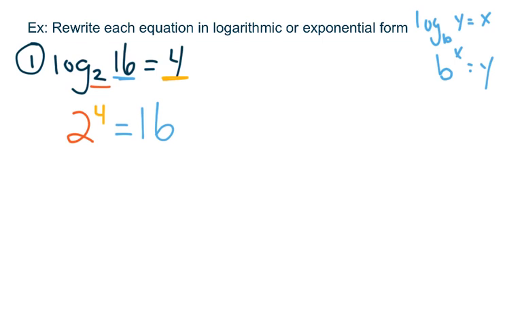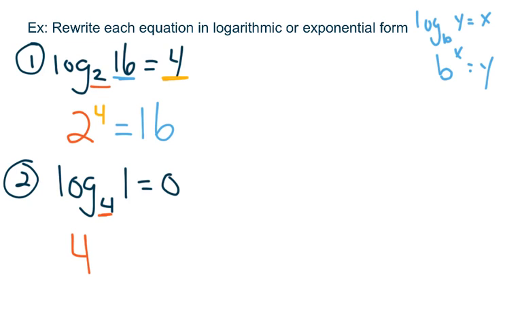Let's try another one here. Number 2, we've got log base 4 of 1 is equal to 0. Start with your base, the bottom number, 4. The number on the end of your equation is your exponent, 4 to the 0, and then that's equal to what you were taking the log base 4 of. 4 to the 0 equals 1. That should make sense. Any number to the 0 power is 1, but we're using 4 in this case, so 4 to the 0 is equal to 1.